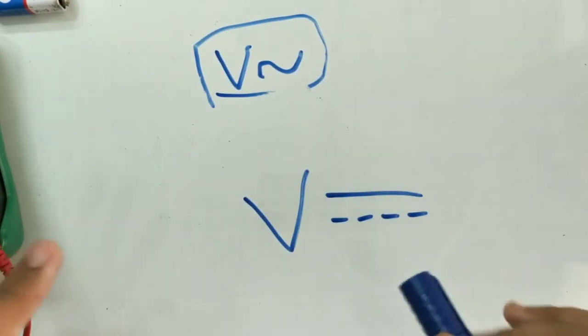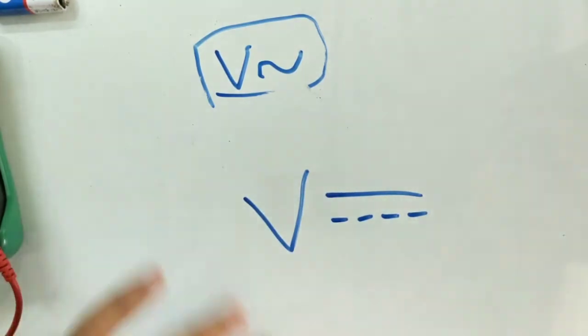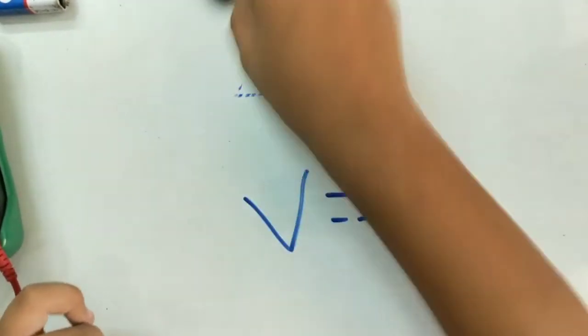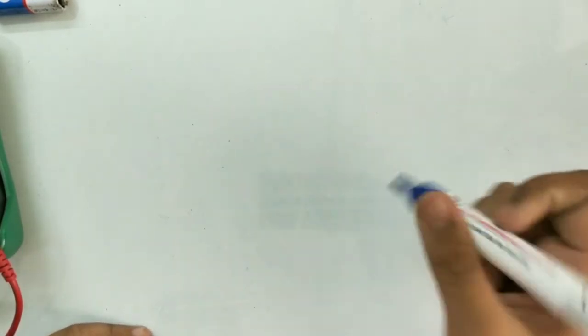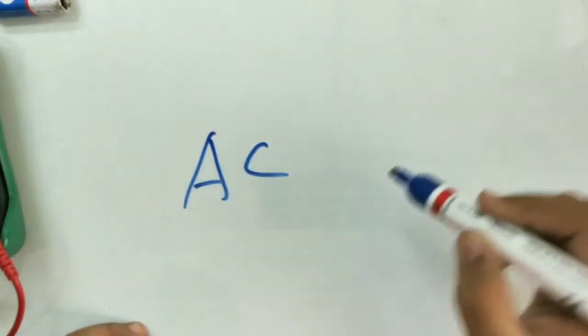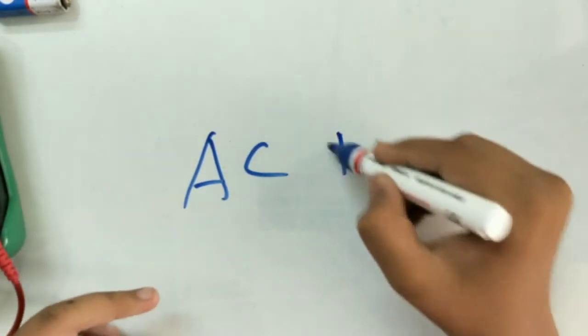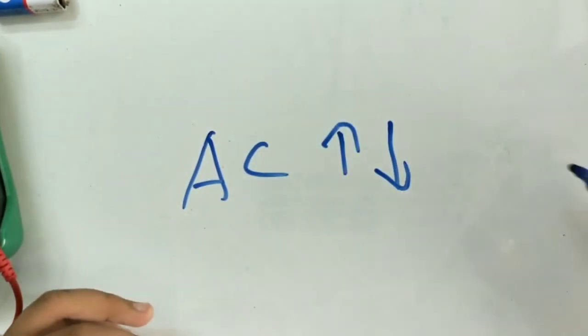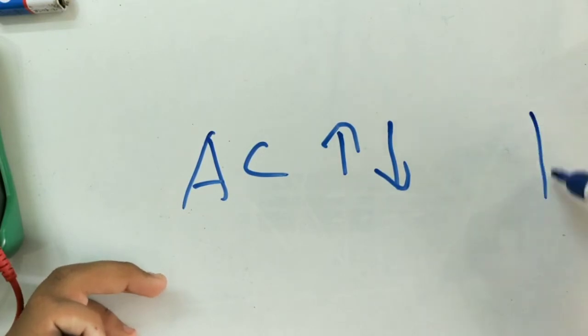One more thing I'll tell you, this is just extra information. I'll tell you why AC is preferred in the AC line, I mean the power line, and why AC is used in the power grid and other things. Because AC voltage can be stepped up or stepped down using a transformer.